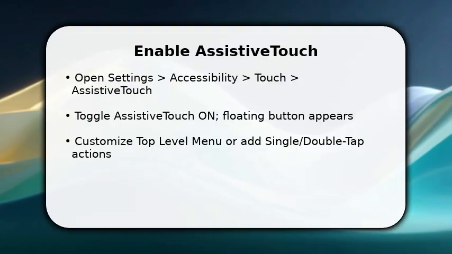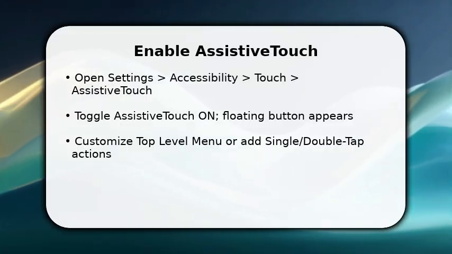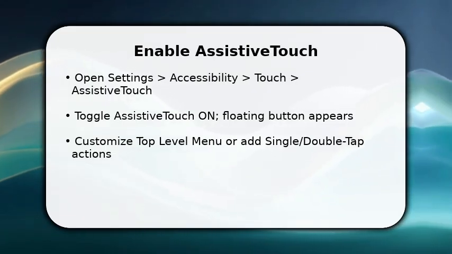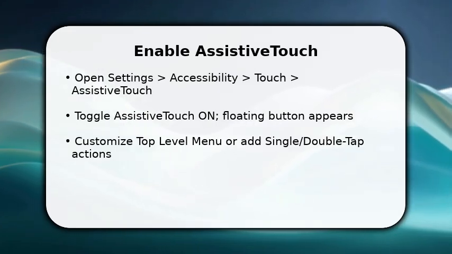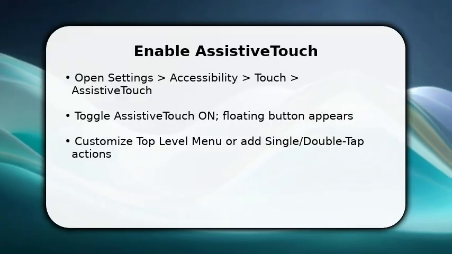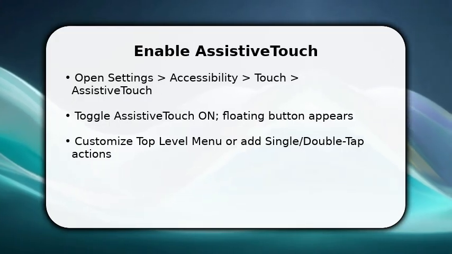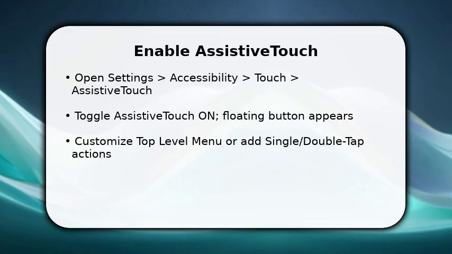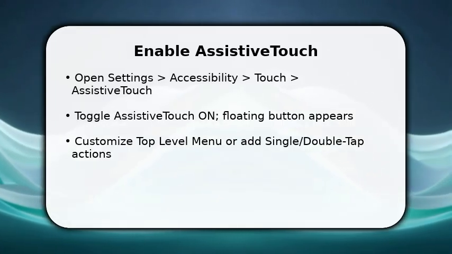You start by enabling assistive touch so you can control volume without the broken physical keys. Open Settings, go to Accessibility, then Touch, and tap Assistive Touch. Once done, toggle Assistive Touch on and a floating button appears on screen. You want to customize it next. Make sure to edit the top-level menu or assign a single or double tap action. This gives you an on-screen control that replaces the volume buttons and works instantly while you prepare the next step.